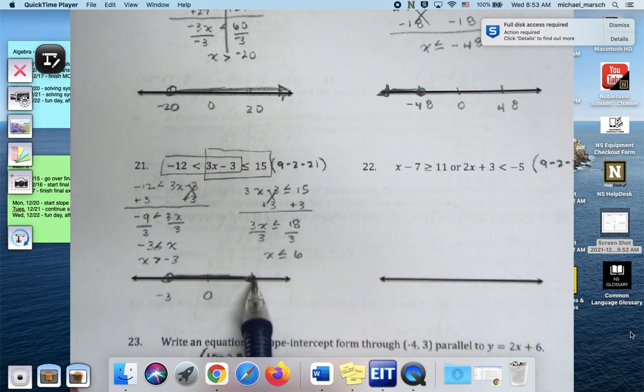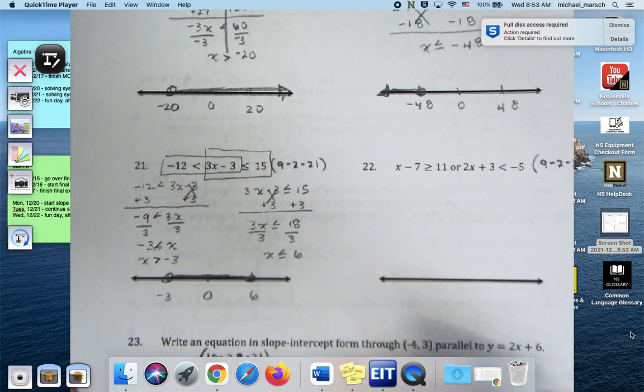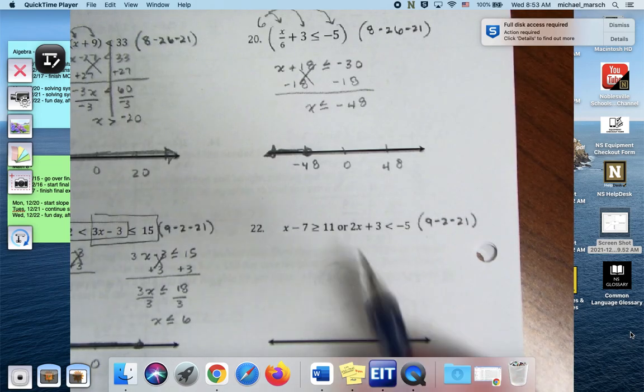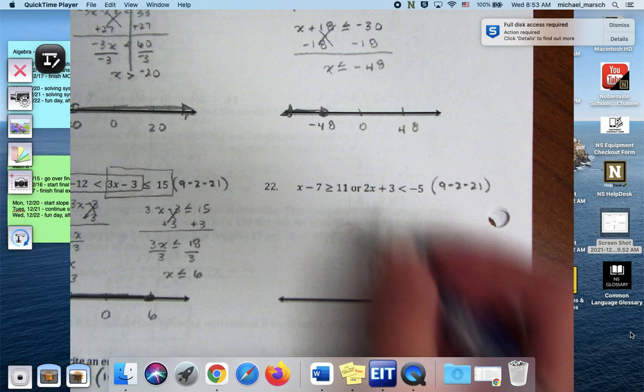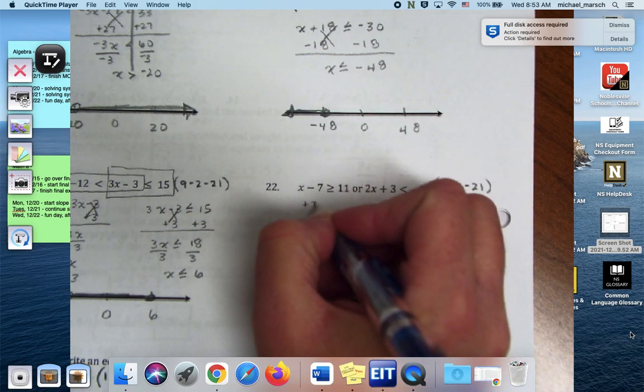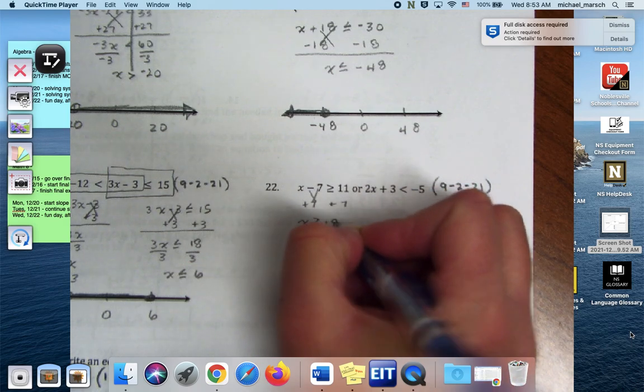And I know they're going to connect because this connects up here. So that's my signal that they should be connected. Now I have an OR statement, which should be your signal that they're going to go in opposite directions. So I just solve them separately. Add 7 to both sides. X is greater than or equal to 18.